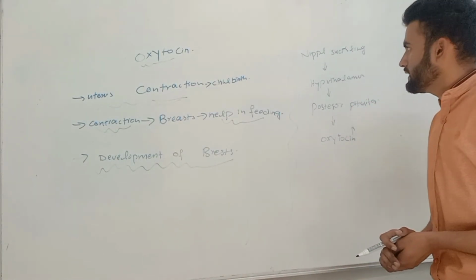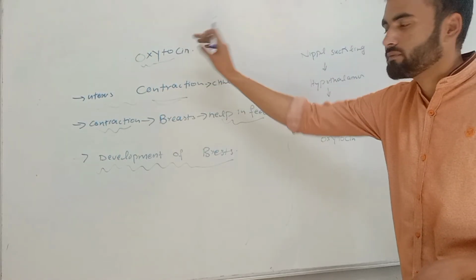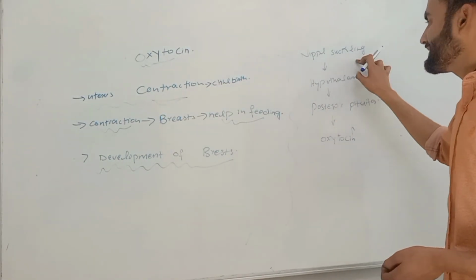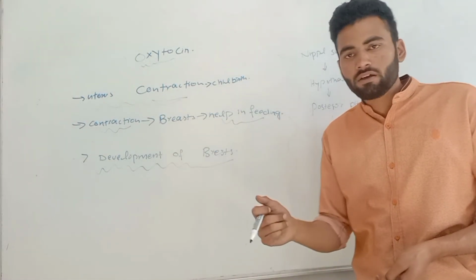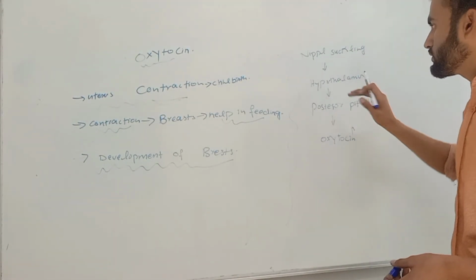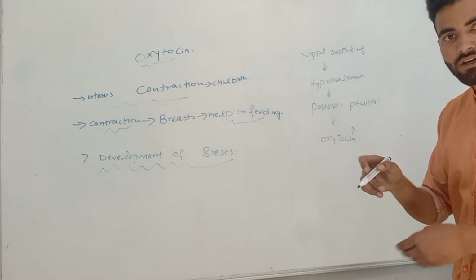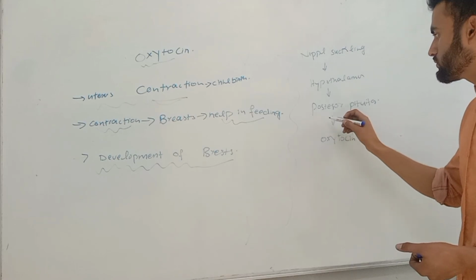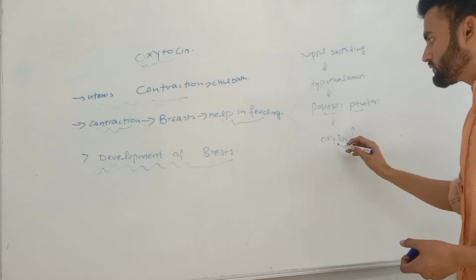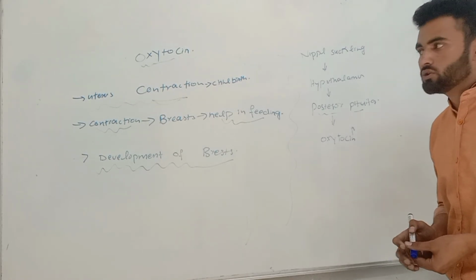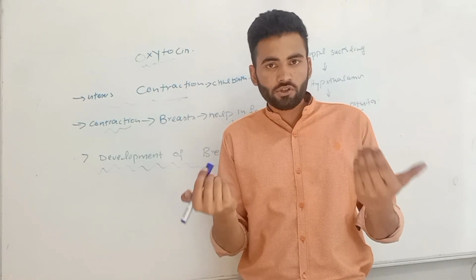Okay, so if we want to know about the stimulation that is required for the production of the oxytocin, it is the nipple suckling. When the baby starts to suck the nipple of his mother, this will stimulate the hypothalamus, and the hypothalamus will release a hormone that is going to stimulate the posterior pituitary, and the posterior pituitary will produce the oxytocin hormone. So this is all about the hormones of the pituitary gland.